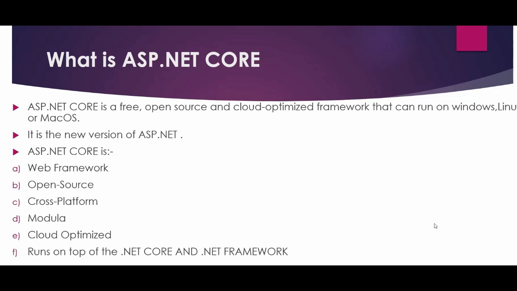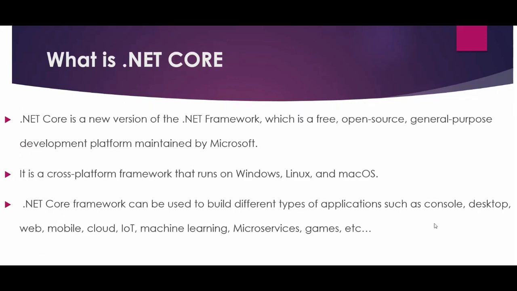So .NET Core is a new version of the .NET Framework, which is a free, open source, general purpose development platform maintained by Microsoft. So it is a cross-platform framework that runs on Windows, Linux, and Mac OS. The .NET Core framework can be used to build different types of applications, such as console, desktop, web, mobile, and IoT. .NET Core is written from scratch to make it modular, lightweight, fast, and cross-platform.